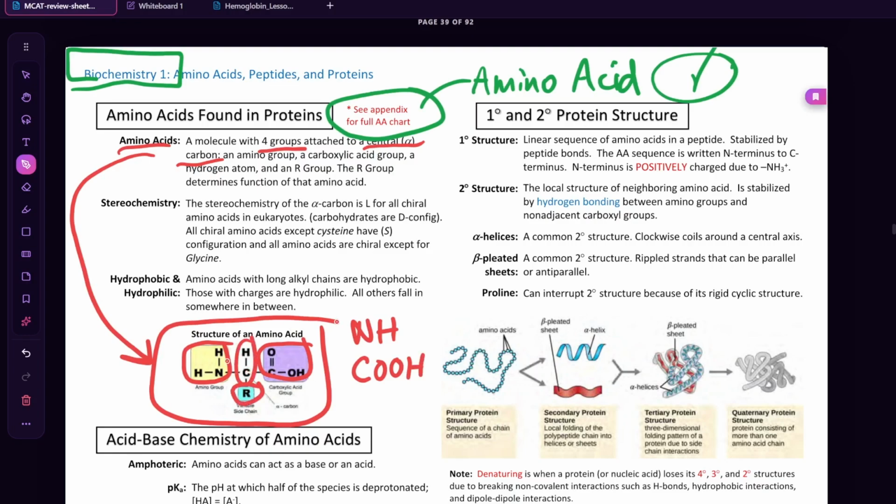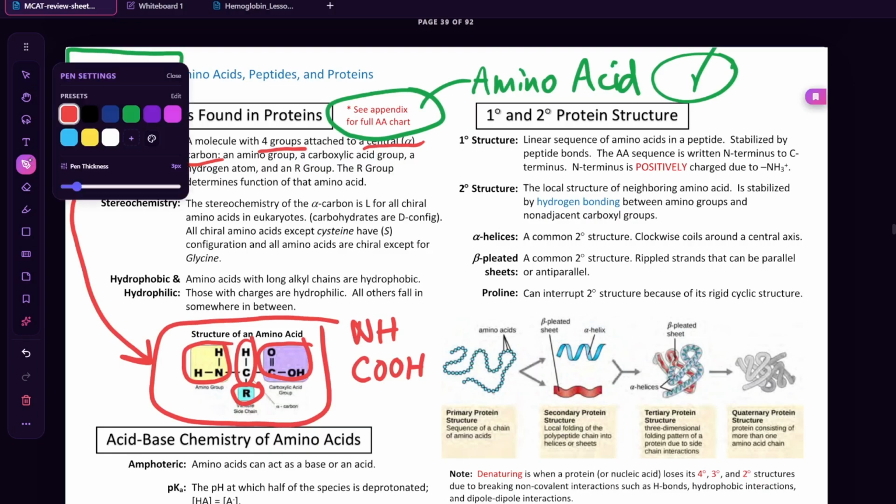So this central carbon is connected to, I don't know why it says 4 groups. Oh yeah, because the hydrogen, sorry, I forgot to add this. Hydrogen is its own group here. So this is the central carbon right there, and it's connected to these different 4 groups around it. So this is connected to hydrogen, the amino group, the carboxylic acid, and the R chain.